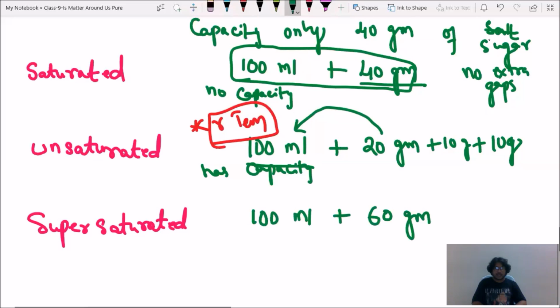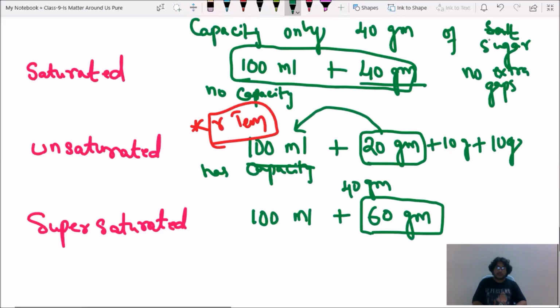Here we are adding 100 ml of water and we are adding just 20 grams of sugar in it. And now we are thinking to add 60 grams of sugar in 100 ml of solution. But what is the capacity of this 100 ml? It will hold only 40 grams. But we are adding extra 20 grams. It does not have that much capacity to hold extra 20 grams of sugar.